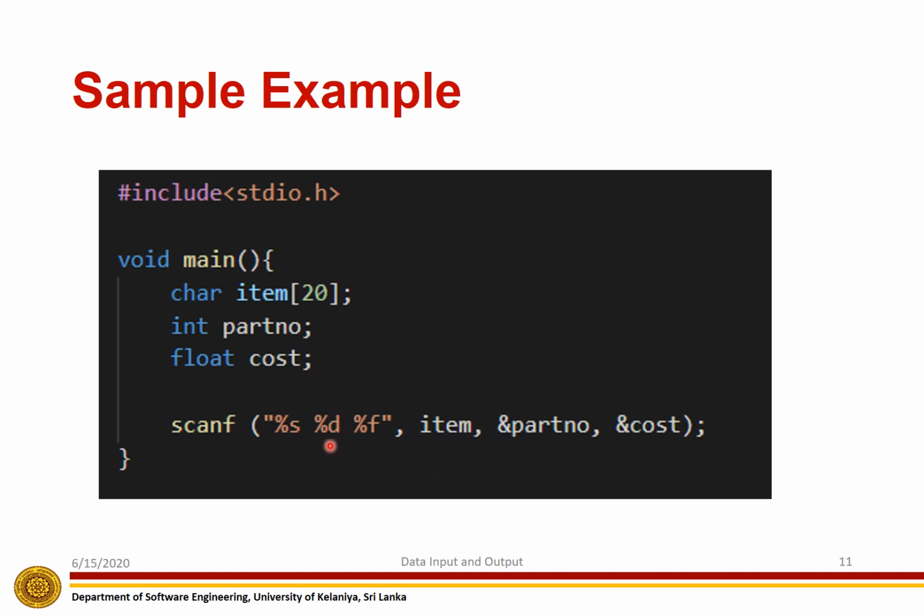Then the second one is percentage mark D. D is for decimal numbers and the corresponding argument is ampersand part number. It means this input value will be stored in the part number variable. Finally, percentage mark F. F is for indicating the floating point number and it will be stored in the variable cost. If you enter a string, a decimal number and a floating point number, they will be stored in the three data items respectively.